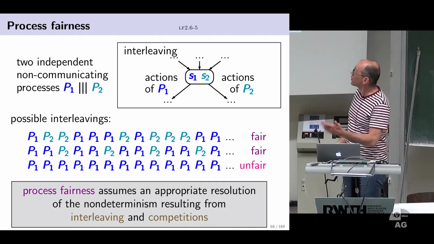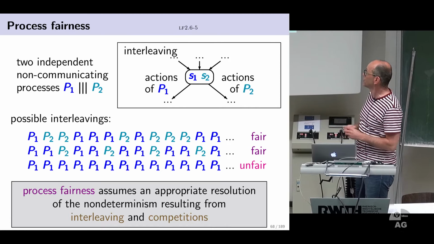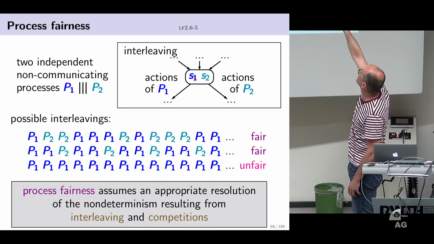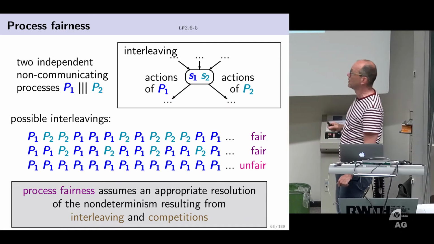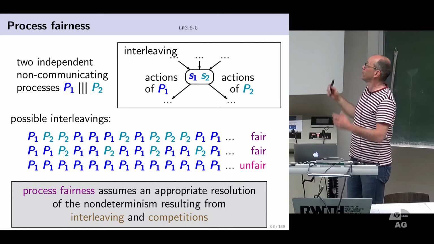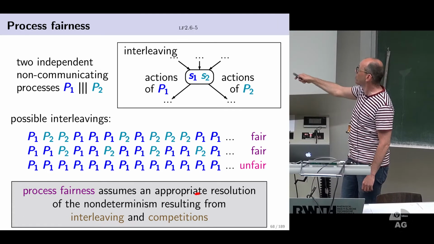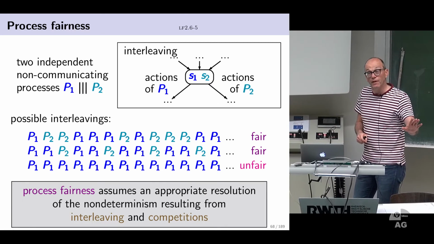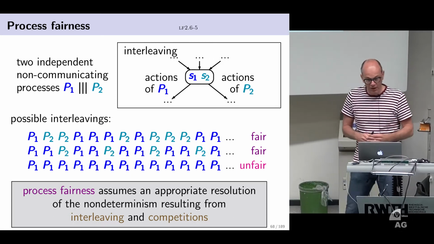So this has to do with what people call process fairness. You assume that the resolution of the non-determinism, in such a state you have non-determinism because you can choose between actions of P1 and actions of P2, and in process fairness, you assume that there is an appropriate resolution, whatever that means. Again, it's a matter of taste, what it means to be fair, what does it mean to be unfair.